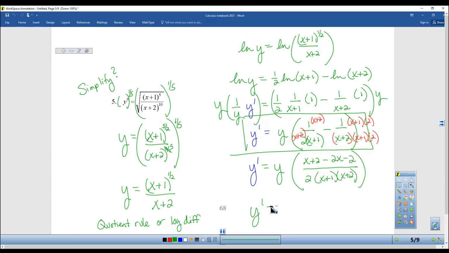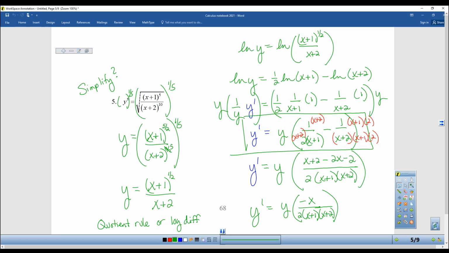And then that gives me y prime is equal to y times, the 2's cancel, x minus 2x is minus x over 2 times x plus 1 times x plus 2. So learning how to get a common denominator could help get you an answer if it's in a multiple choice test that you recognize.